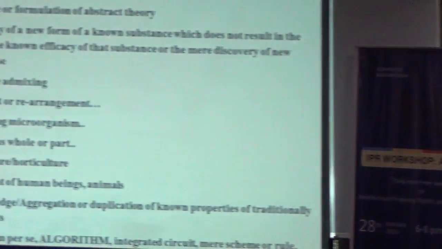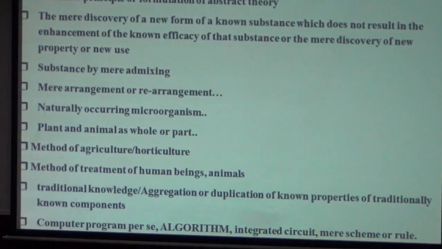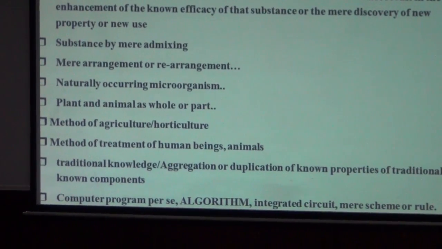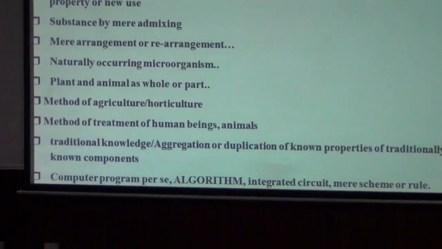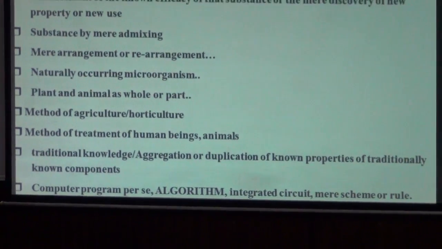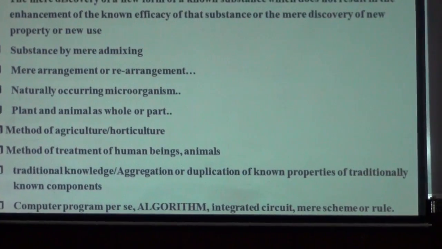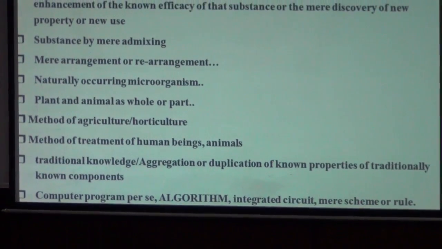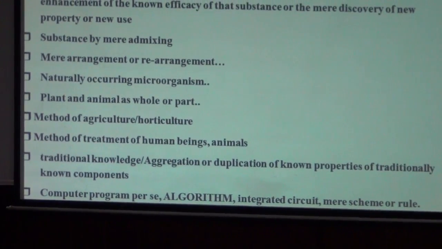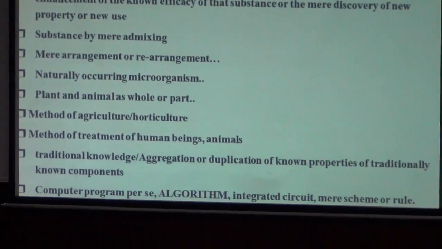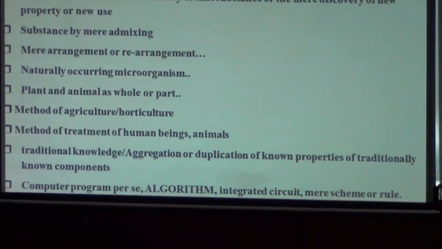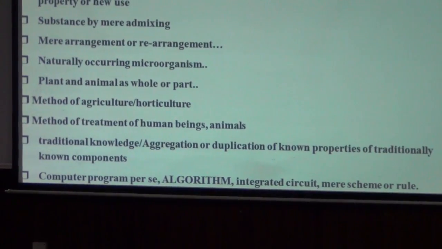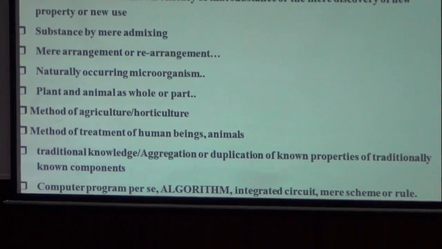Then mere arrangement and rearrangement, you are just changing the leg position, just like in your printed circuit boards, you are changing the arrangement, but without changing the functionality in that PCB board, then it may not be qualified to be patentable. Then naturally occurring microorganism may not qualify to be patentable, but if you genetically synthesize some organism in a laboratory, it may qualify to be patentable. Plant and animal as a whole or part will not qualify to be patentable.